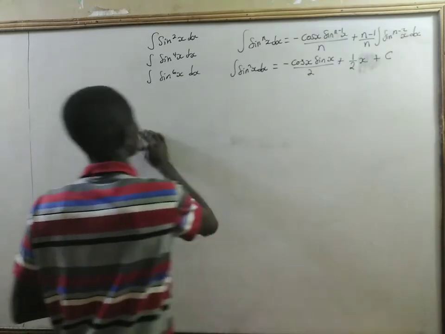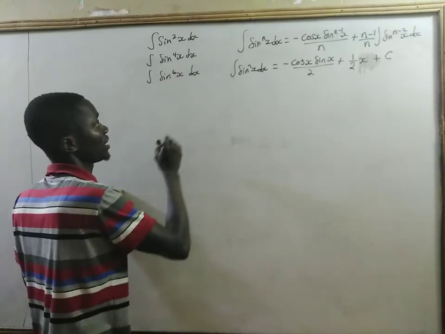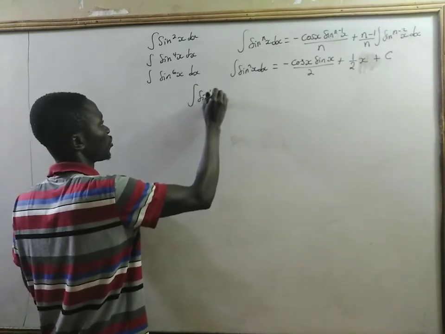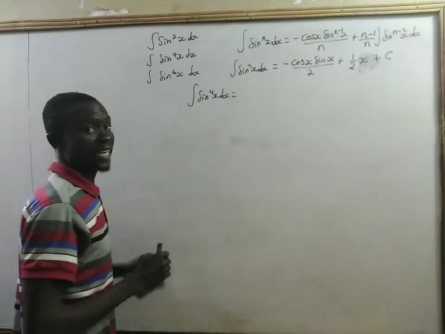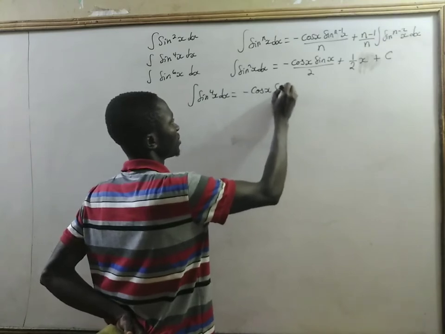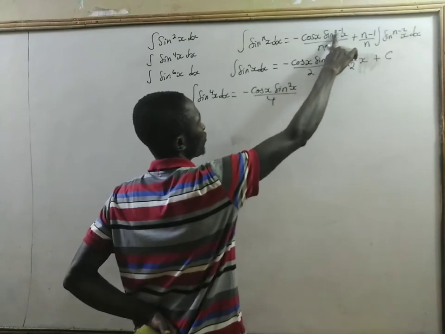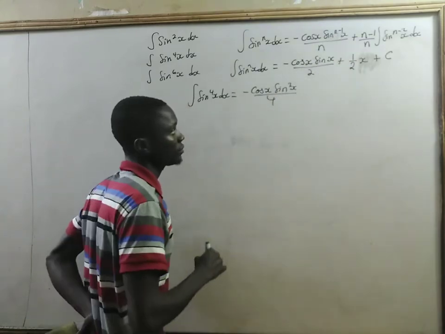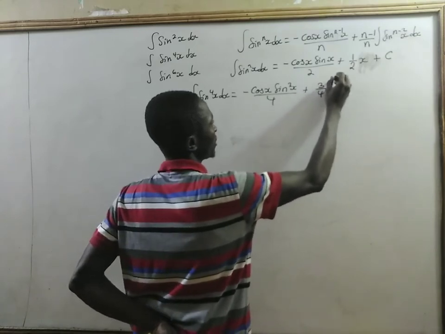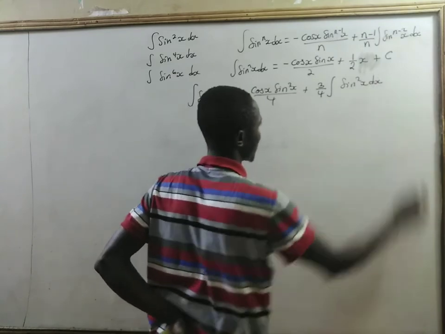Now let's take the integral of sine to the power 4 of x dx. Taking n equal to 4, we have minus cosine of x sin³x divided by 4, because if we take 1 from 4, we get 3, plus 3 on 4 times the integral of sin²x dx.